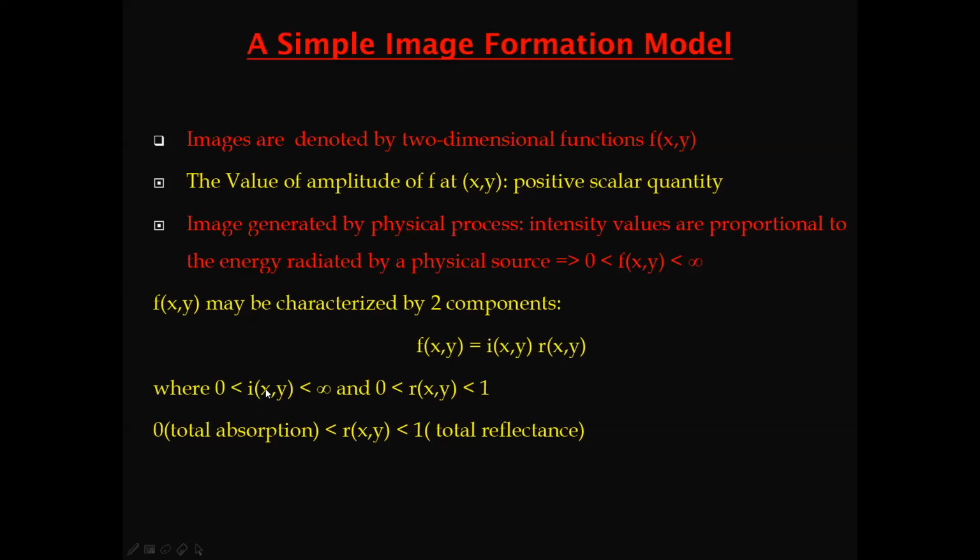Generally, the range of the illumination component is 0 to infinity. That means in between 0 and infinity, we have the illumination component. And coming to the reflectance component, in between 0 and 1, we have the reflectance component. So the range of the reflectance component is 0 to 1. And 0 indicates total absorption, and 1 indicates total reflection in the case of the reflectance component.